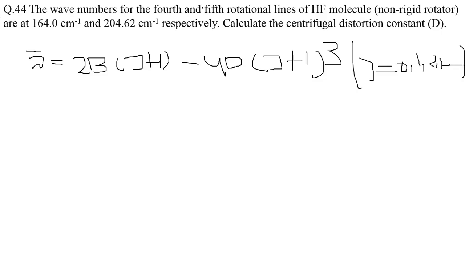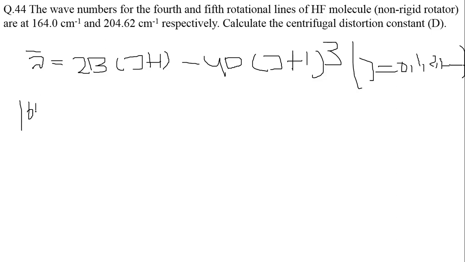Here it is given the fourth and fifth rotational lines. For the fourth rotational line, the J value will be 3, because 3 plus 1 is 4, and for the fifth, J will be 4. So J plus 1 will be 4 and J plus 1 will be 5. There are two transitions, so we will get two wave number values. So one wave number value, 164 centimeter inverse, what does it refer to?